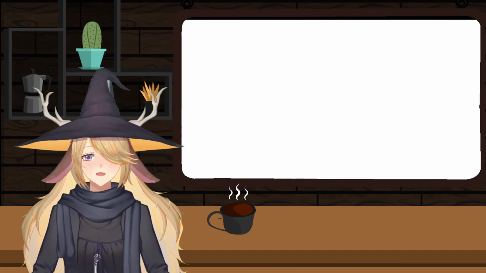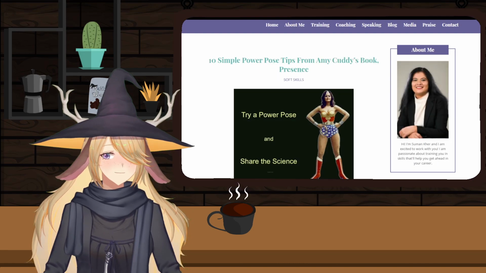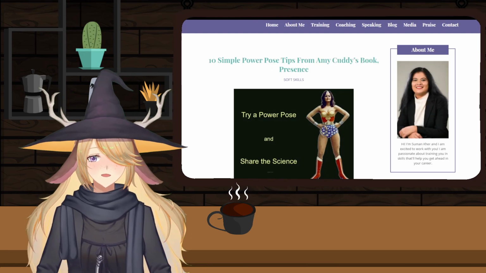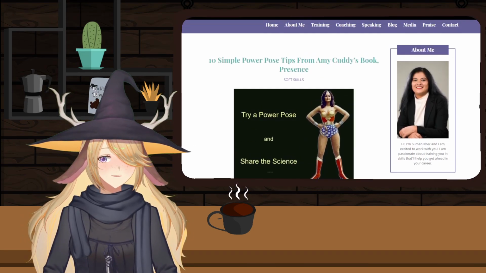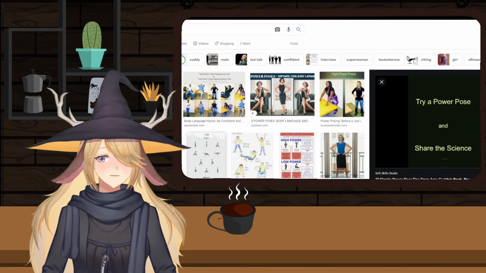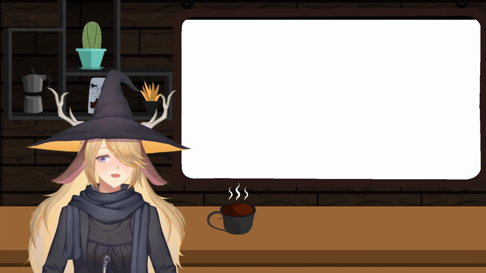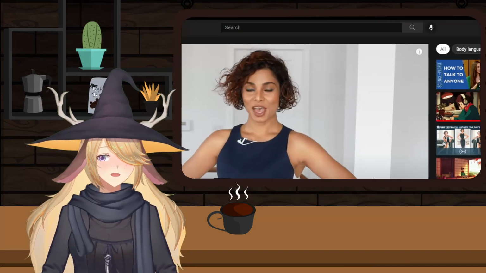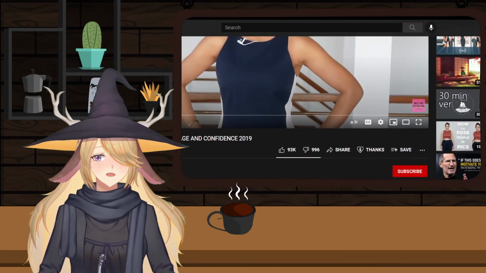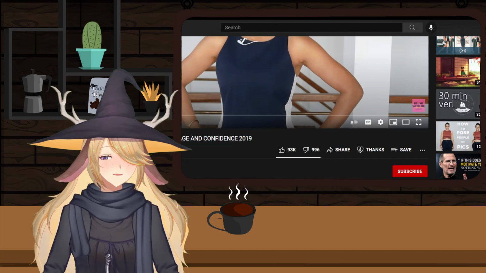You get stuff like this. I mean, this is up on an actual training and life coaching thing. "Strike the Wonder Woman pose and you'll feel more powerful. Empower your body language. It's gonna help you. It's gonna be great." Just gonna put out here: 8 power poses, body language, and confidence.